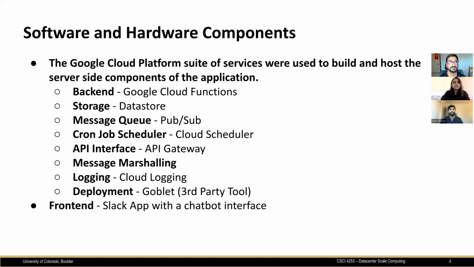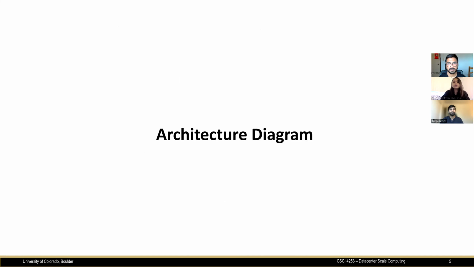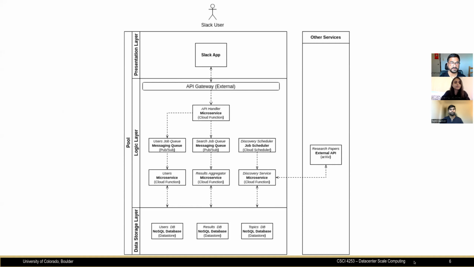Here are the implementation details of the tool. We built and hosted our services on Google Cloud Platform. We used Google Cloud Functions for our backend, Data Store for storage, PubSub for message queuing, and Cloud Scheduler for job scheduling. The tool was deployed using Goblet. With this, I pass it on to Rohan to walk us through the architecture.